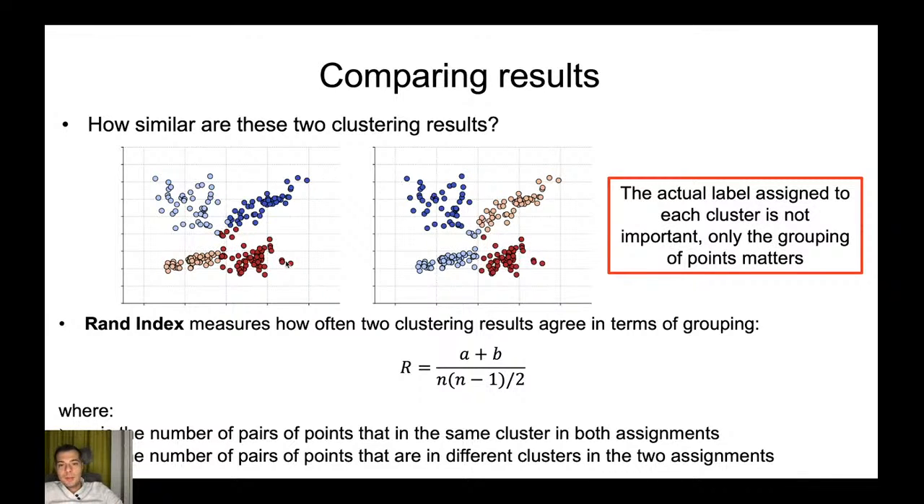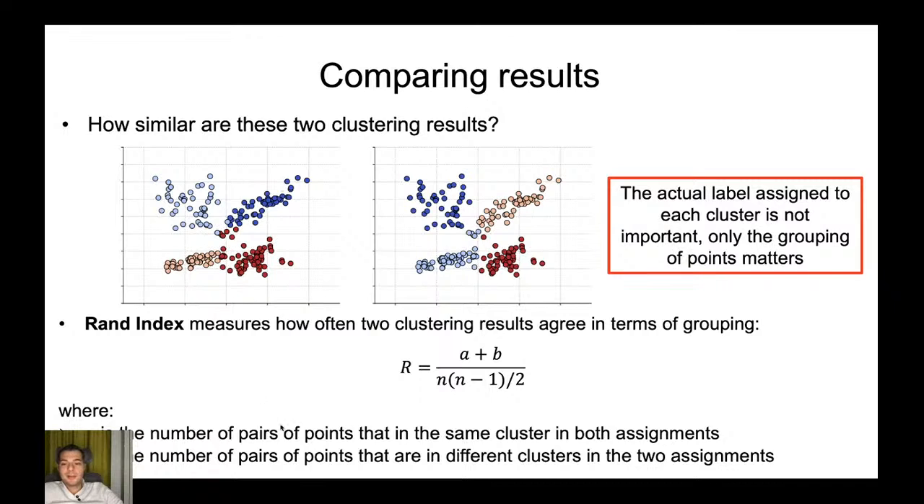So yeah, we can look at these two data points, the red one and the light blue one. Here these belong to different clusters, and here they belong to the same cluster. So in this case, these will not be added neither to A nor to B.